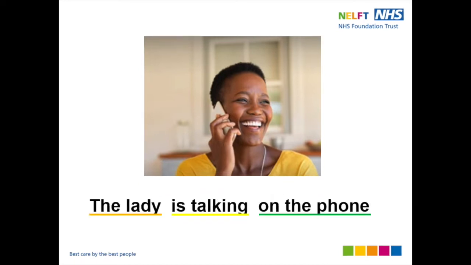So as you can see here, we have now coded the picture. So we've looked for the who in the picture, and that is the lady. So we've coded that with orange for who. We've looked for our action word or our verb, and we can see that is talking. So we've coded that in yellow. And then our what, and we've coded that in green as the phone.